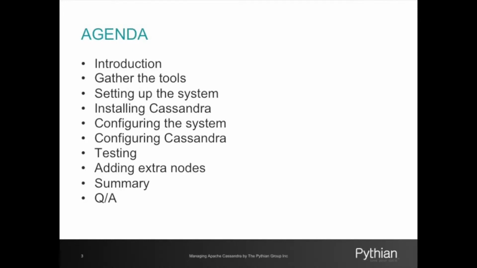So for this presentation, I'm going to give a brief introduction and talk about the tools you will need. How do you actually set up the operating system for optimal Cassandra usage? Going through the installation of Cassandra, configuring the system after Cassandra is installed to make sure that Cassandra will run smoothly, then configuring Cassandra itself, how to test if everything is fine, how to add the extra nodes, a bit of summary, and a recap of what has been taught today.